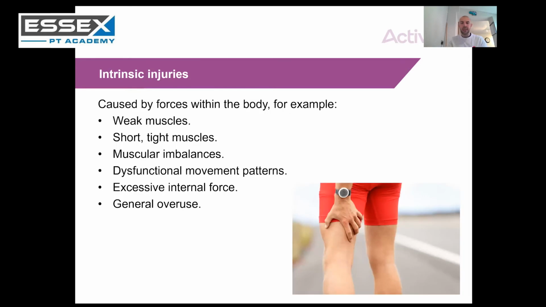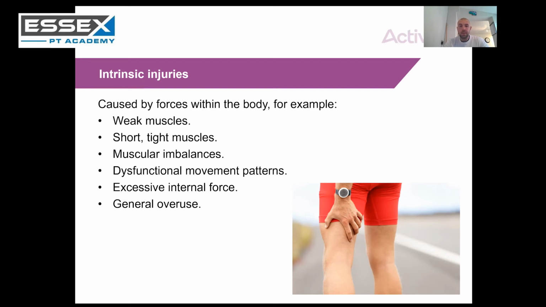So what we've got is different categories of injury. And as a sports therapist, I see this a lot, okay? And as a strength and conditioning coach, same. So intrinsic injuries are caused by forces within the body. Intrinsic, internal, think of it like that. Generally, it's these things that cause injuries: weak muscles, short and tight muscles, but just because something's short and tight doesn't necessarily mean that it's strong. Muscular imbalances. So a really, really strong chest and a really weak back can cause lots of shoulder problems. Dysfunctional movement patterns. That's something else that can cause a problem. Excessive internal force.